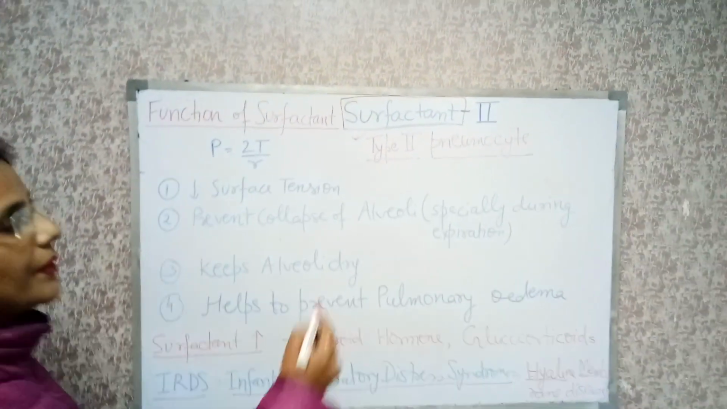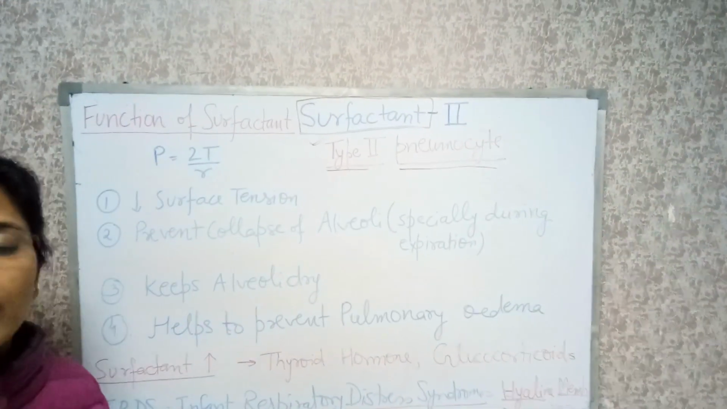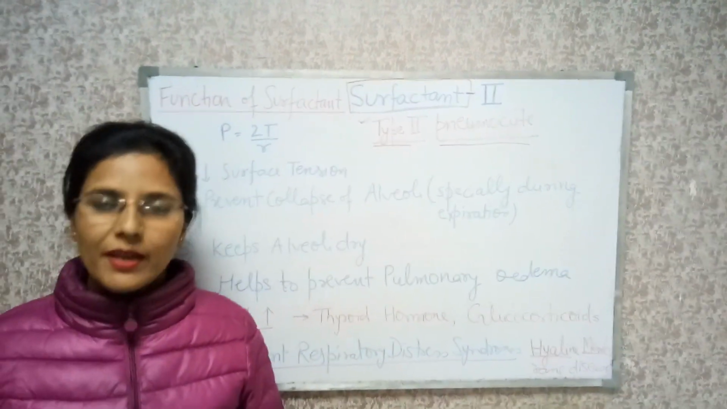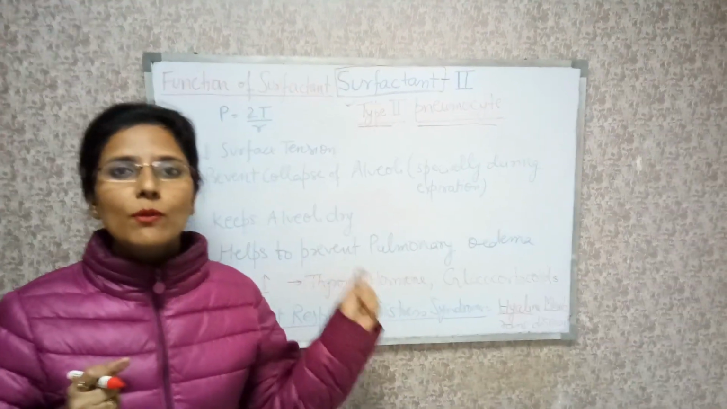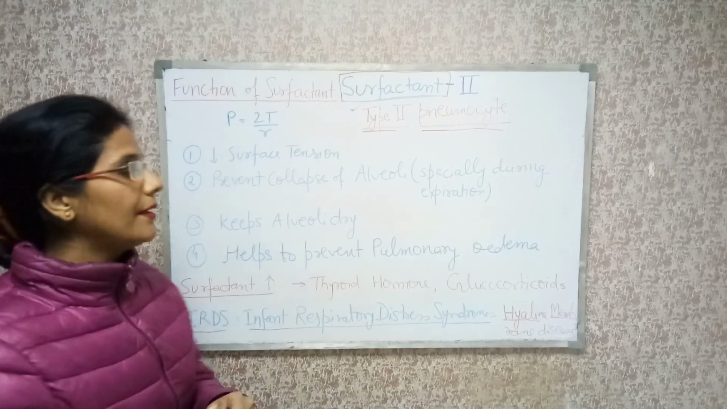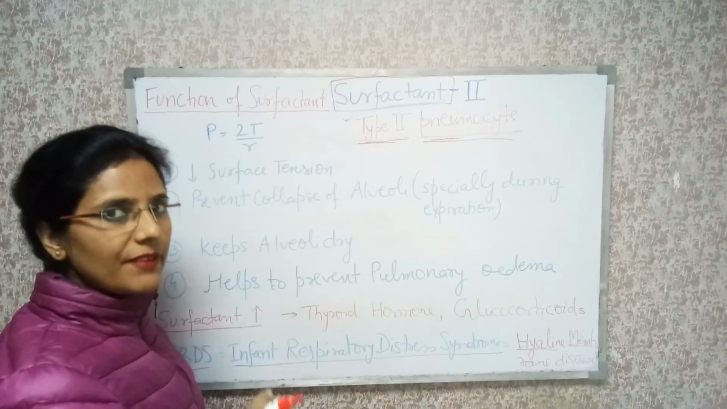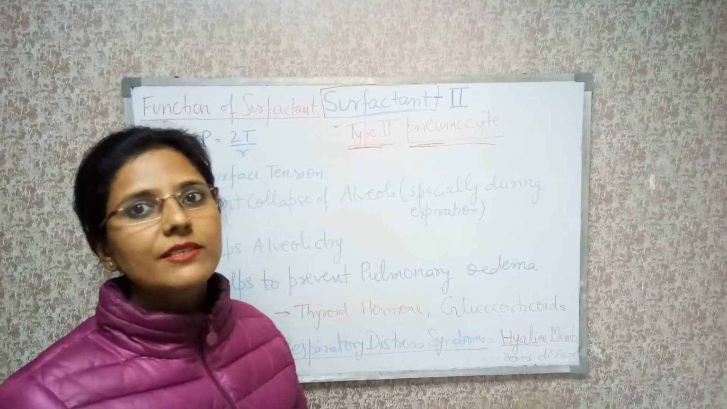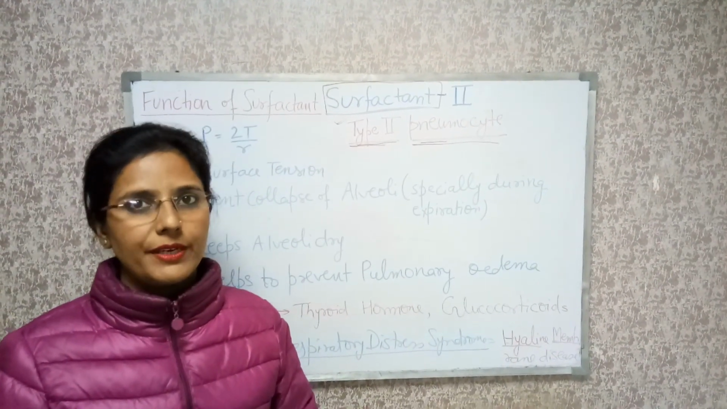Now the important thing is, in the lung alveoli wall there are two types of pneumocytes, type 1 pneumocytes and type 2 pneumocytes. Surfactant is formed by the type 2 pneumocytes. So type 2 pneumocytes are the important cells from which this surfactant is produced. And you know that surfactant is a mixture of phospholipids, proteins and carbohydrates.